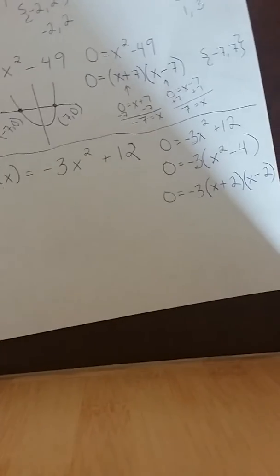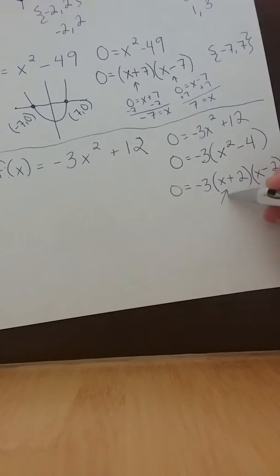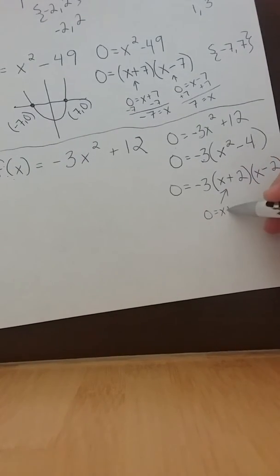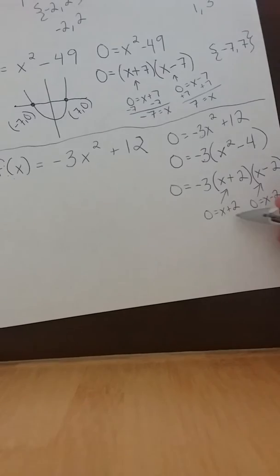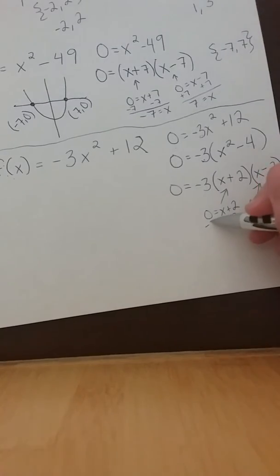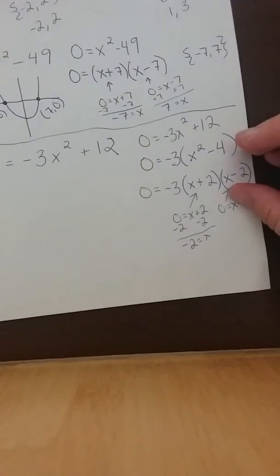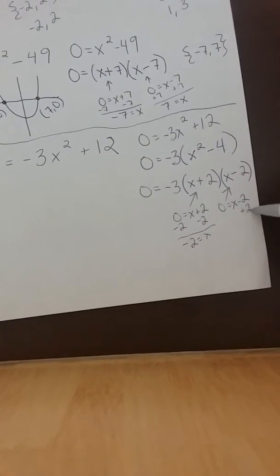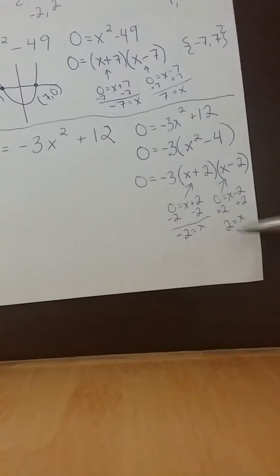Now all I have to do is solve this. So if I solve this, I can make it so that we have this part of it equals 0, so 0 equals x plus 2. I can have this part equal 0, so 0 equals x minus 2, and I can solve that. I subtract 2 over here. I get -2 equals x. I add 2 here. I get that positive 2 is x. So then my zeros are going to be at -2 and positive 2.